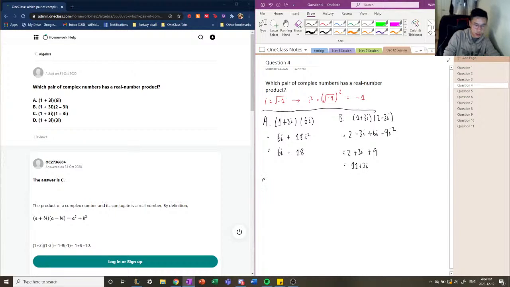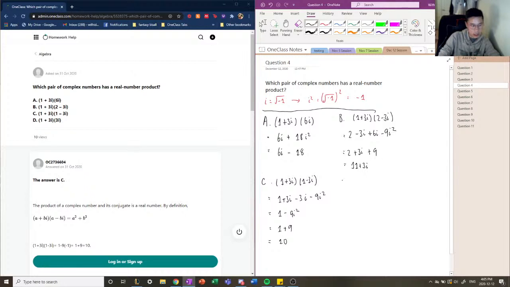Okay, let's look at C. C is going to be 1 plus 3i times 1 minus 3i. If we expand, we get 1 plus 3i minus 3i minus 9i squared. If we simplify, the imaginary component cancels, and we're left with 1 minus 9i squared. And i squared is -1, so negative, negative is positive. So 1 plus 9, and that equals 10.